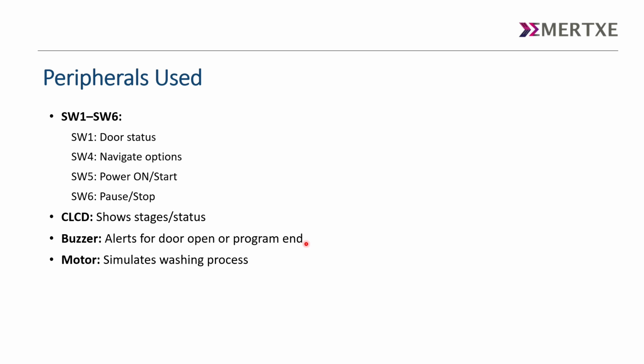And the next thing is we use a motor to simulate the washing process. Whenever the washing process is going on, the motor rotates. To simulate the washing process, we used a motor, or we can simply say a fan. We used a fan to simulate the washing process. So these are a few peripherals we have used in this project.